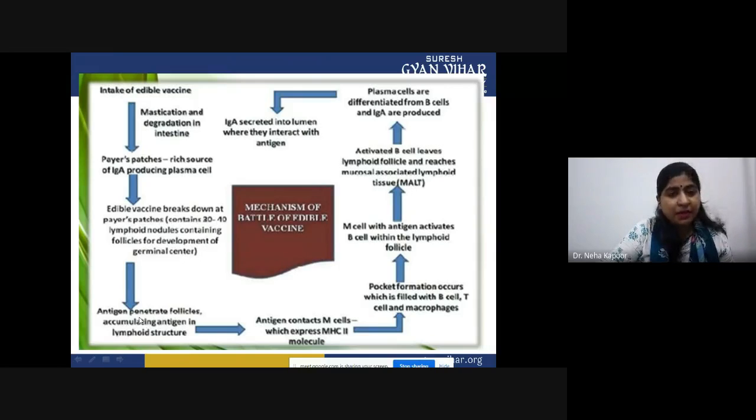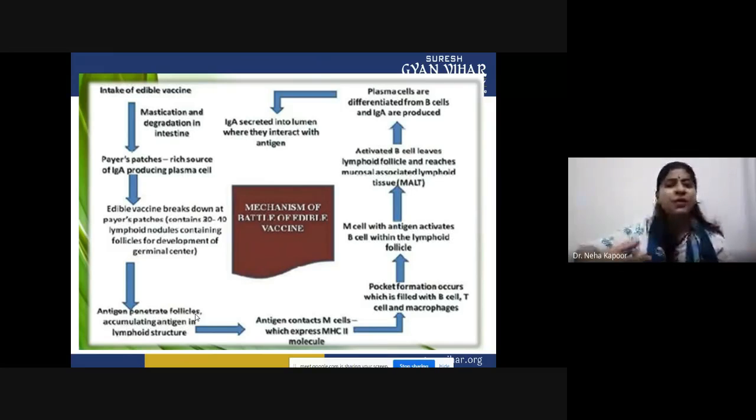These antigens will penetrate the follicle and accumulate in the lymphoid structure. The antigen will encounter the M cells, which basically express MHC II molecules. Pocket formation happens, in which B cells and T cells are already present. These M cells will activate B cells, which will differentiate into plasma cells at the MALT region.